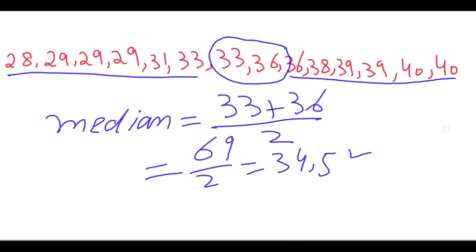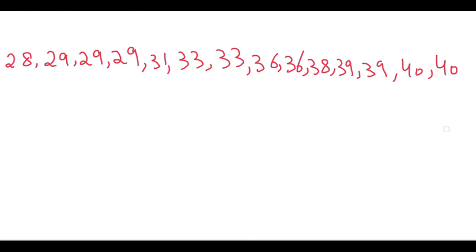Now I'm going to show you the mode. Mode is 29, it appears 3 times, you can see. So most often is the mode. So the mode is 29. Now I'm going to show you the range.